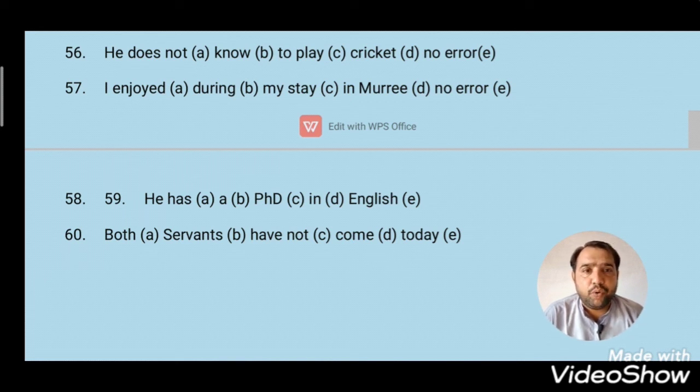Number 60. Both servants have not come today. Here we are talking about two persons, two servants, and we have made this sentence in negative form. So such types of examples in which we are going to talk about two persons and we make a statement in negative form, here both and not should be replaced by neither. So here we should say, neither of the servants has come today.